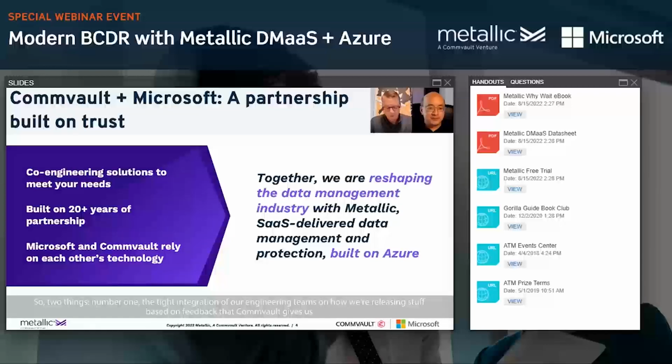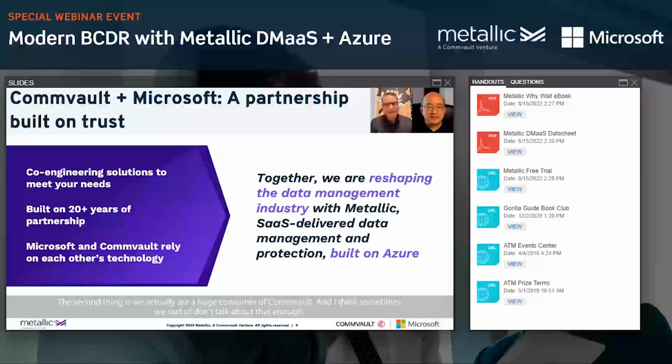So two things. Number one, the tight integration of our engineering teams on how we're releasing stuff, based on feedback that Commvault gives us, based on scenarios that your customers are facing, is such an important input mechanism for our organization, right? We really need to know the end mile of what customers are looking at, what those threat vectors are, and then how do we configure the service the right way for Commvault to really build that last mile integration for your customer benefit. So you guys have always been a very staunch advocate, or as I call it, an agent of the customer, a voice of the voiceless, to make sure that we understand what's going into customer demands and data access. And that's been very helpful for us, because then we can engineer a platform, a service that then you can build on top of. That's the first thing.